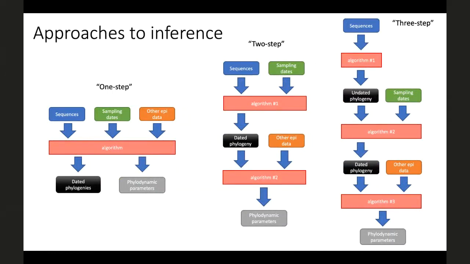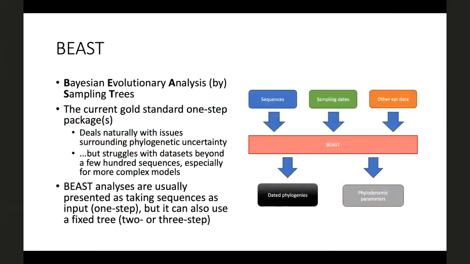So sometimes you have to find yourself doing a two-step or even three-step procedure to get results. So to go forward, talking about the one-step procedure, the package you will always hear about for phylodynamics is BEAST, which stands for Bayesian Evolutionary Analysis by Sampling Trees, which is certainly the current gold standard one-step package, or packages, which I'll get to in the next slide.